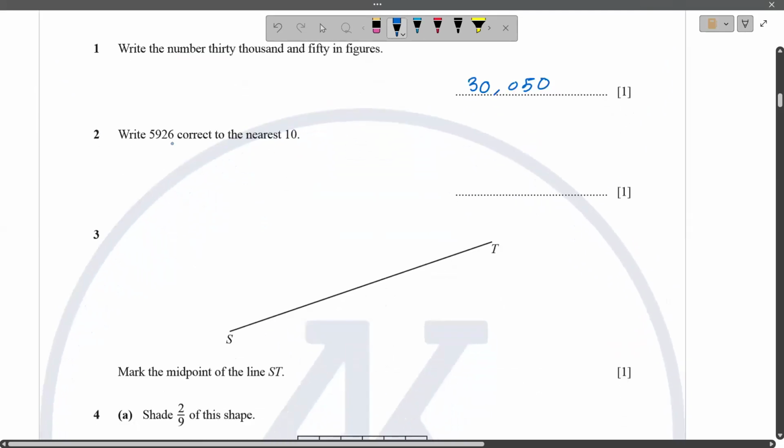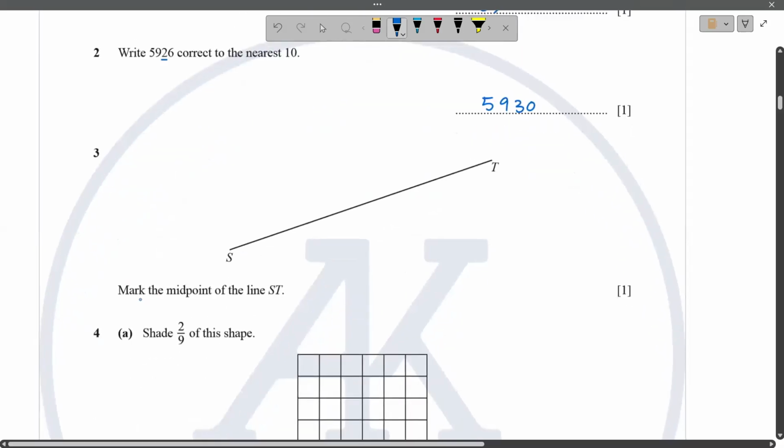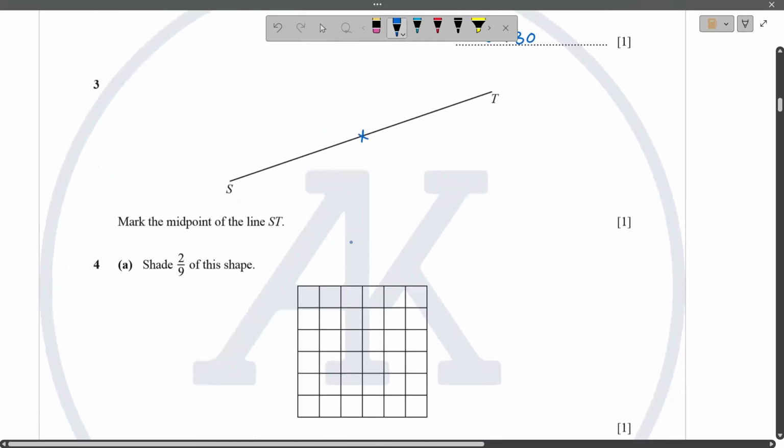Write 5,926 correct to nearest 10. So nearest 10 is digit 2. Next digit is 6. So it's 5,930. Mark the midpoint. We need to get a ruler and measure this and get the midpoint, mark it.